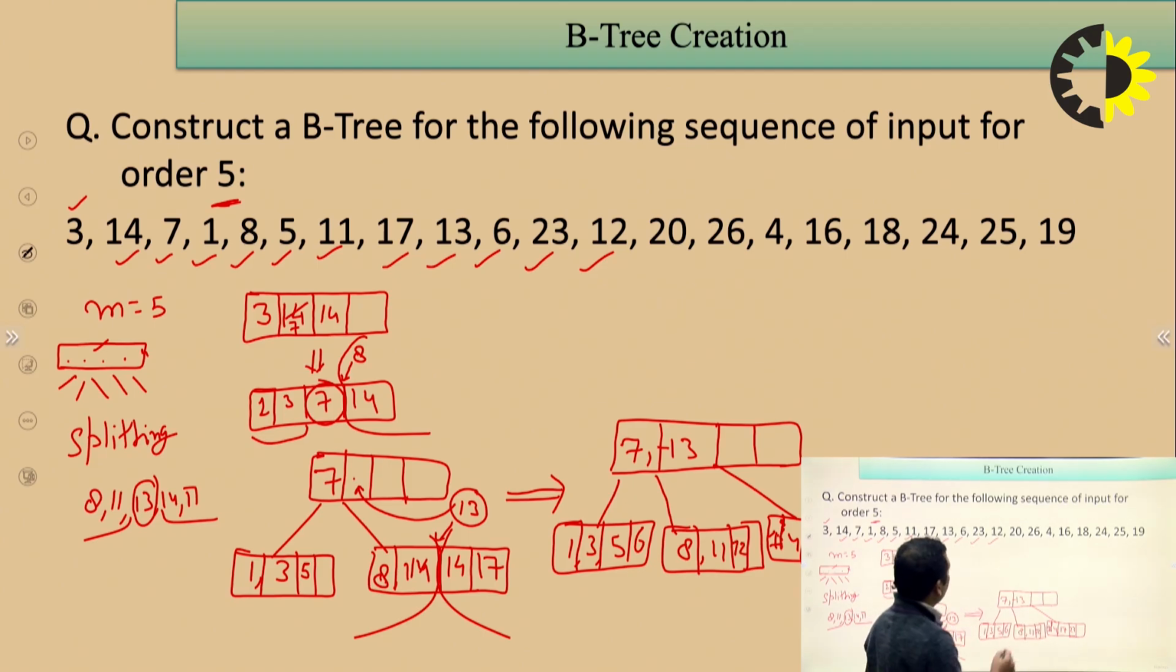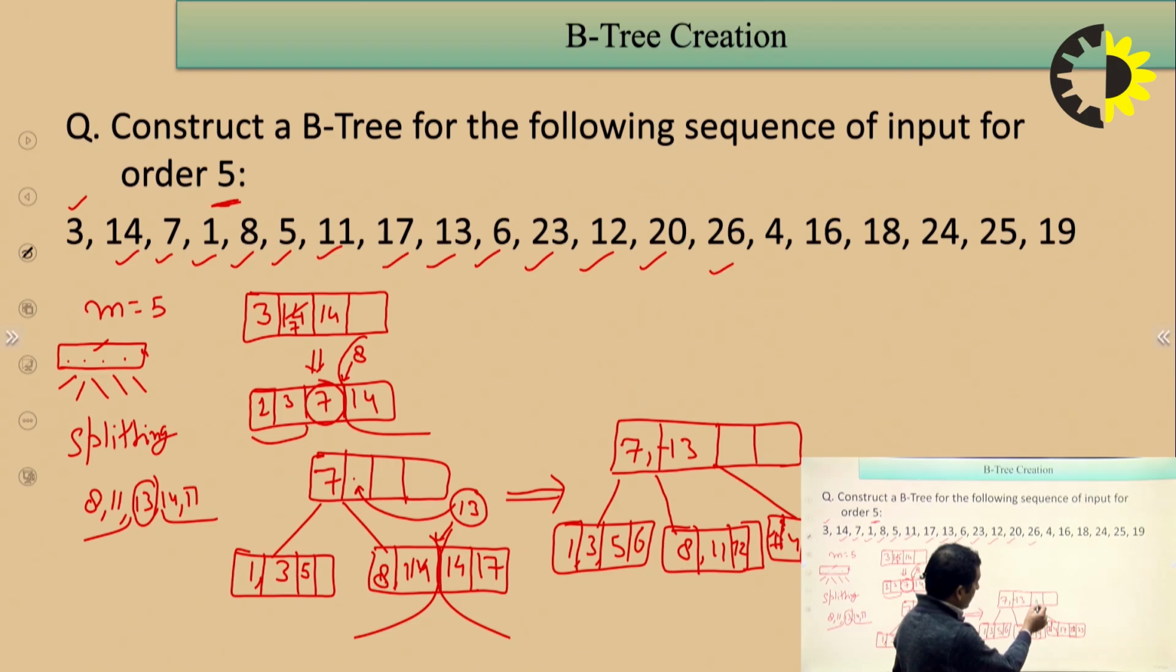Now, the next is 20. 20 is greater than 7, greater than 13. Here there is space to put the 20 in sorted manner: 14, 17, then 20, 23. Now next is 26. So 26 will come here.